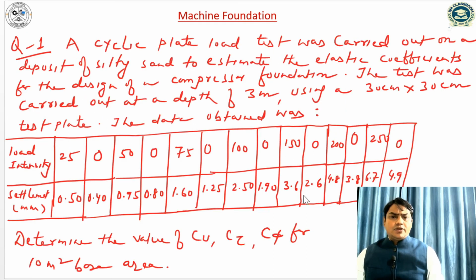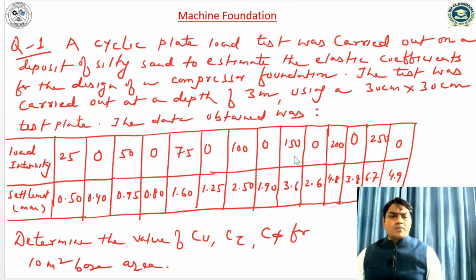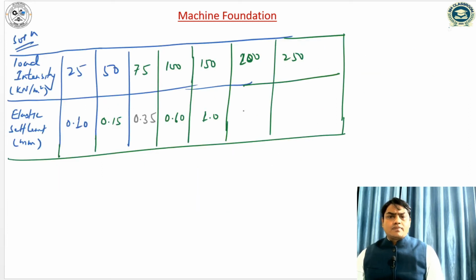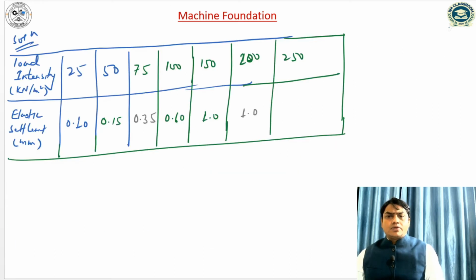Similarly, for 150, it is 3.6 minus 2.6, so it is 1. For 200 kilonewton per meter square, it is 4.8 minus 3.8, so it is 1. And for 250 loading intensity, 6.7 minus 4.9, so it is 1.8.